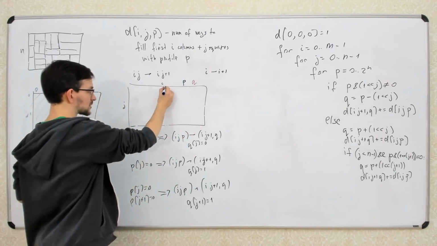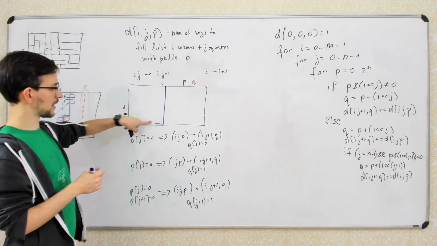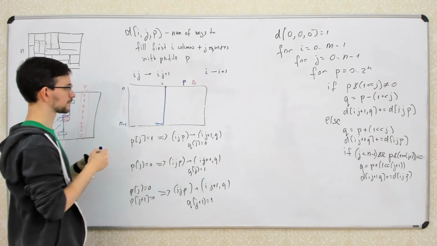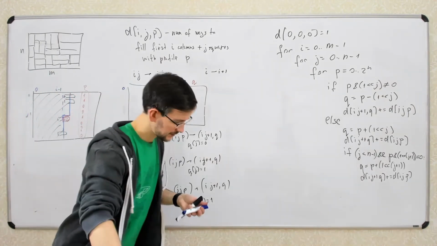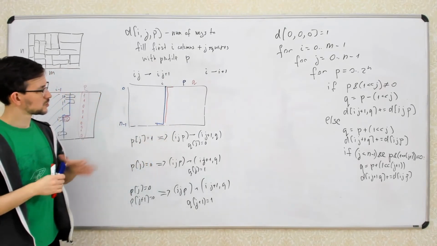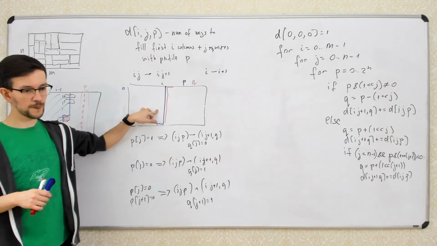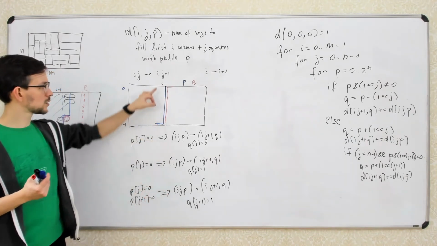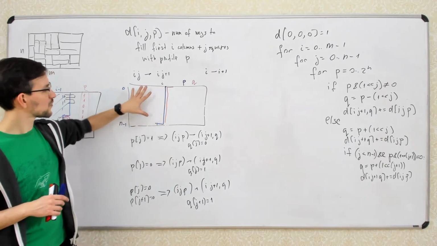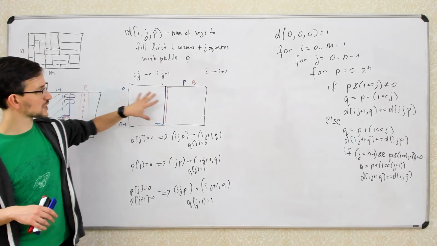Let's see, we have this state. So this state is i and n. So here j equals n. And let's look at this state. So this profile is i and n, and this profile is i plus 1 and 0. And it's basically the same profile. Here we have the first i columns filled, and here we have the first i columns plus n squares in the next column. And here we have the first i plus 1 columns filled.